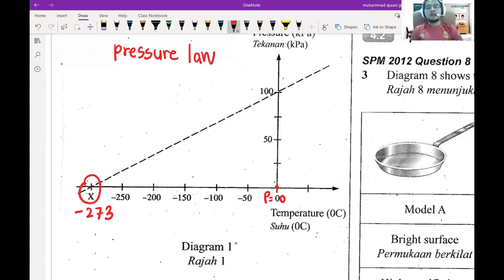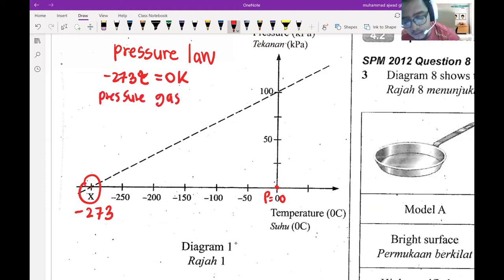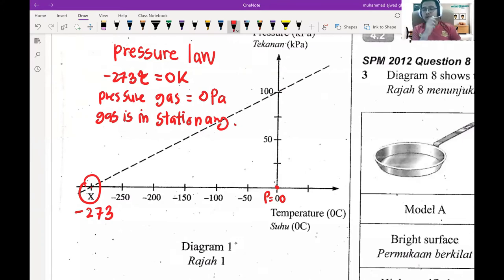So pressure zero apa jadi dekat gas? Okay, degree Celsius. Okay, negative 273 degrees Celsius equal to 0 Kelvin. Apa jadi pada gas? Pressure of gas 0 Pascal. Maknanya apa jadi dekat gas? Gas is stationary. Tak boleh nak gerak lah. Okay, gas dalam keadaan stationary. Itu kalau dia berada at that temperature.